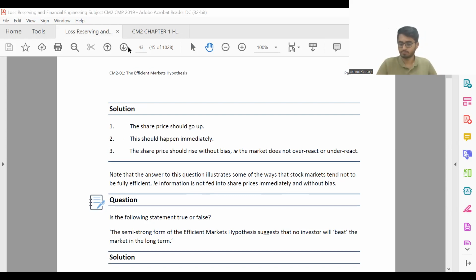I am not sure about the long-term aspect, but yes, since it's a semi-strong form of market, a person who possesses insider information may use it to exploit and beat the market. But I'm not sure if it will work in the long term or not.